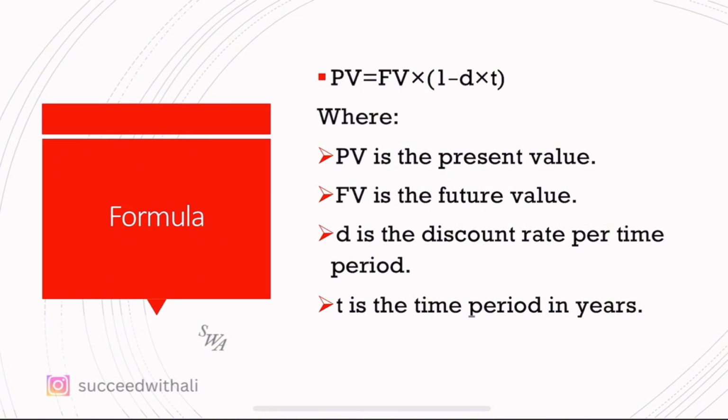Another formula is PV is equal to FV multiplied by 1 minus d times t, where PV is the present value, FV is the future value, d is the discount rate per time period, and t is the time period in years.